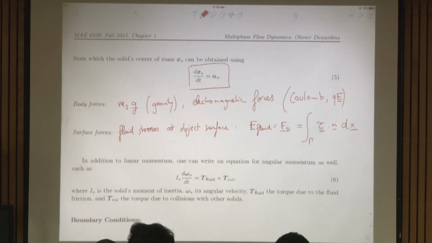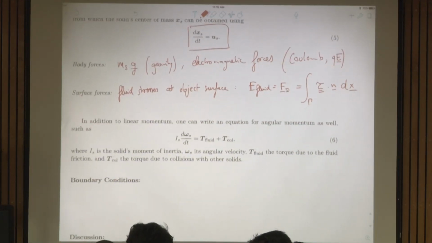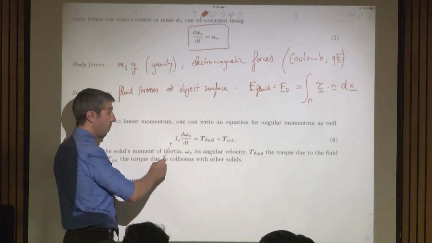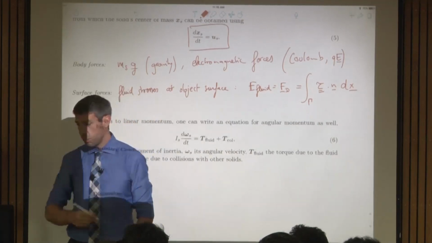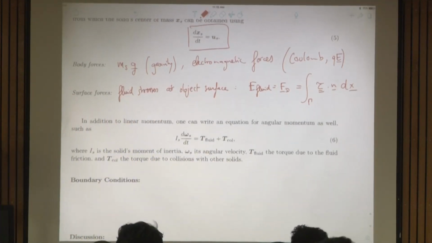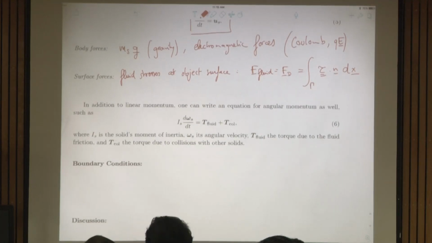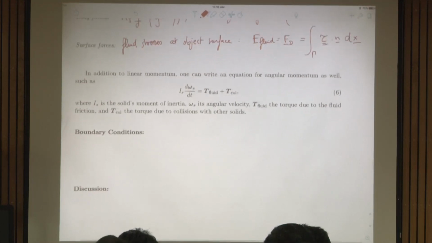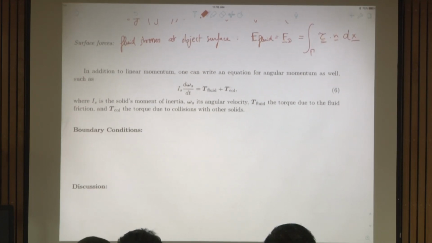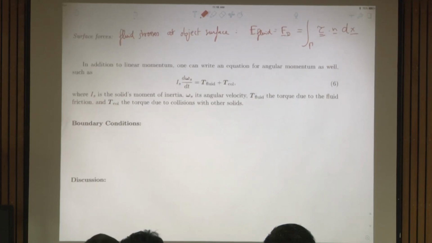We're not going to go through the details, but if you want to look at the rotation, you can do the exact same thing with angular momentum. This will be the moment of inertia of the object that you can compute from the shape of the object, and then you'll have to include the torque generated by the fluid stress acting on the surface. So this is the same thing, but with an additional cross R term. It's a torque calculation.